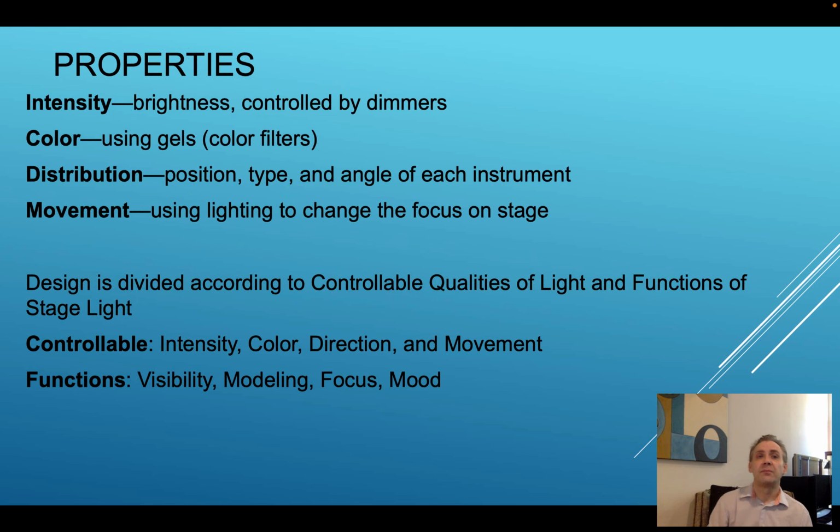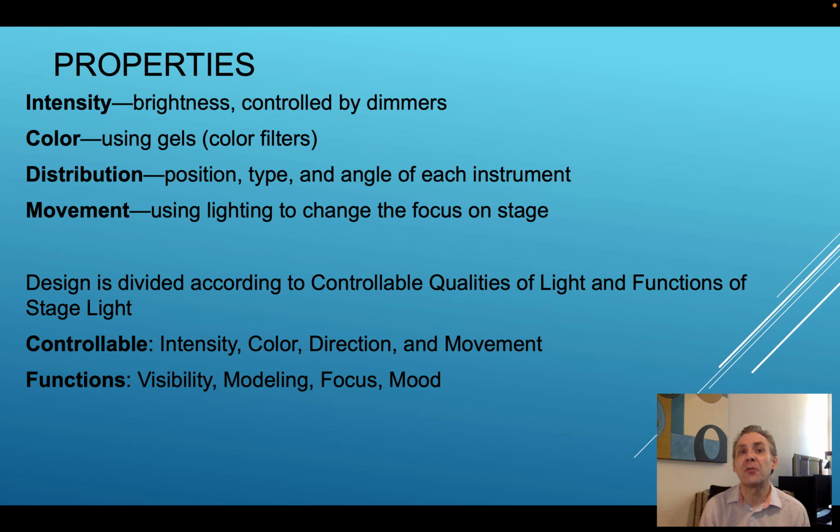So, when it comes to light, there are four properties that every lighting designer is concerned with: intensity, color, distribution, and movement. Color is probably something you expected. Intensity, although maybe not that word, but the concept, probably something you expected. Distribution, movement, maybe unexpected for you. So what do I mean by this?